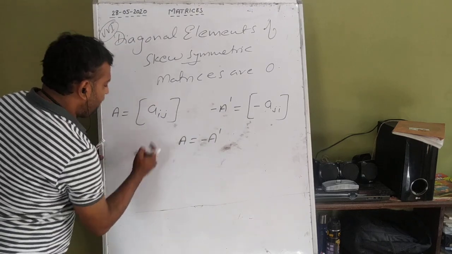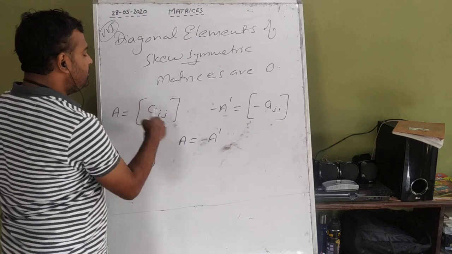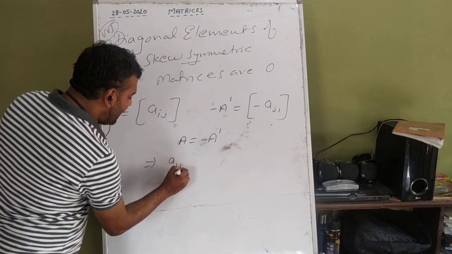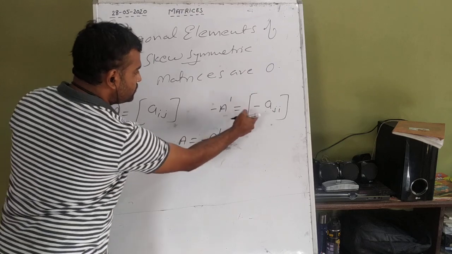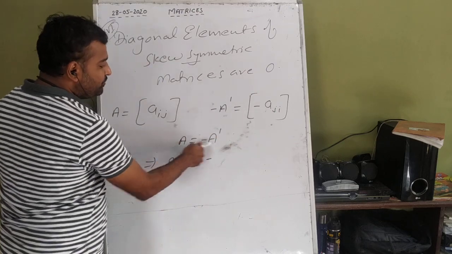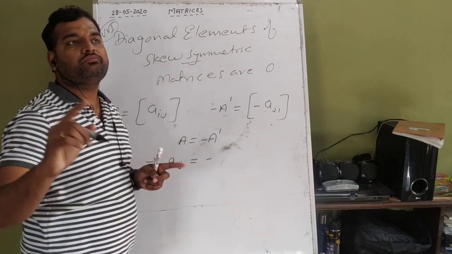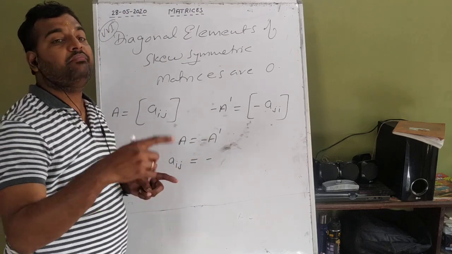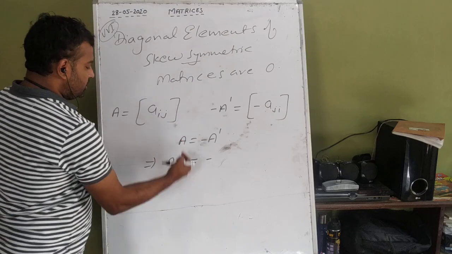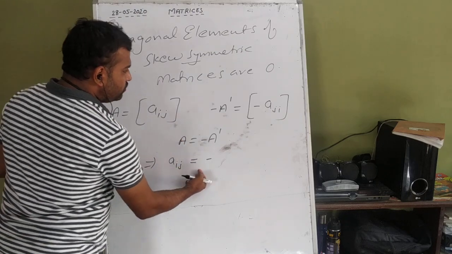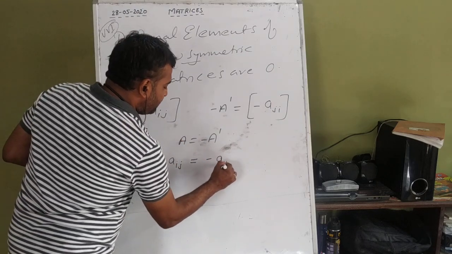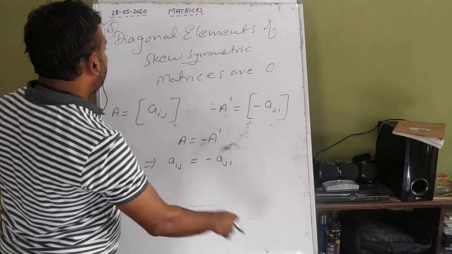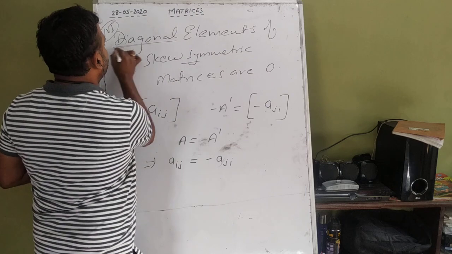If you write the elements, these are said to be the elements of a matrix. Then Aij will be equal to negative of Aji, because the two matrices are equal. And what was the equality of the matrices? If two matrices are equal, then their corresponding elements will be equal. So their corresponding element Aij is equal to negative of Aji.